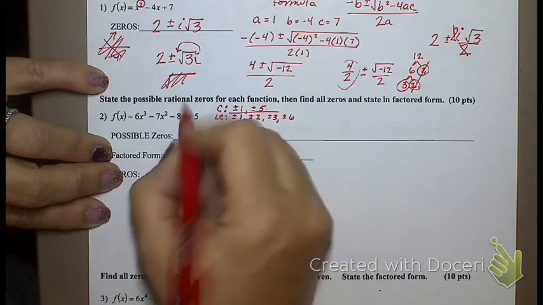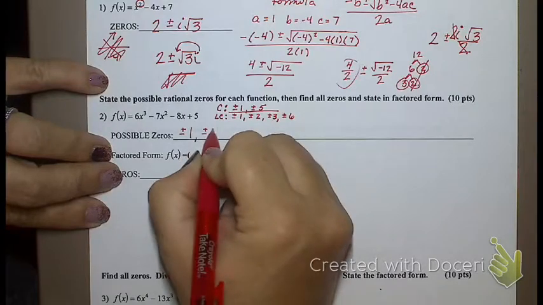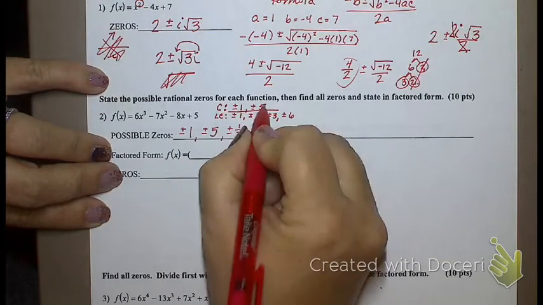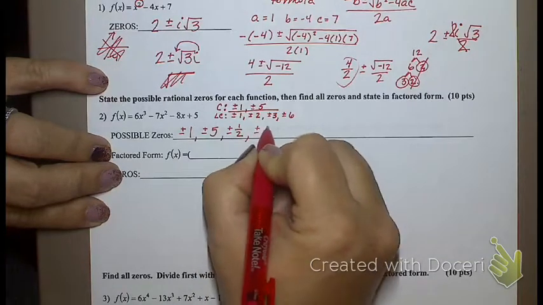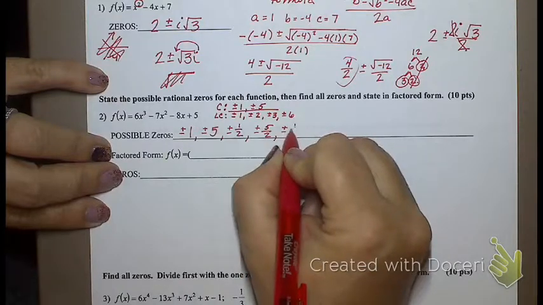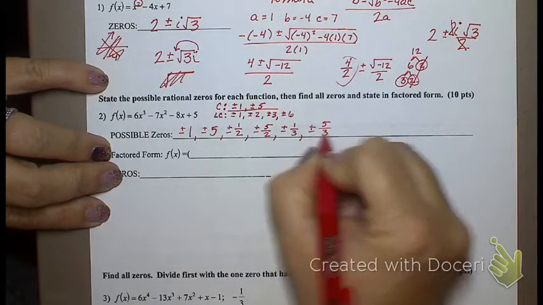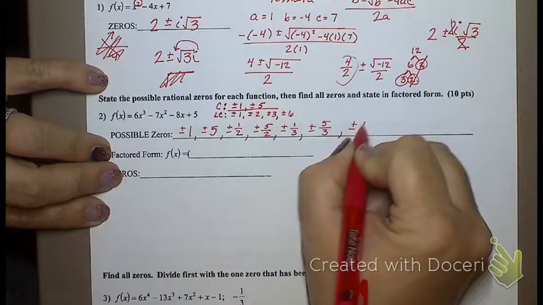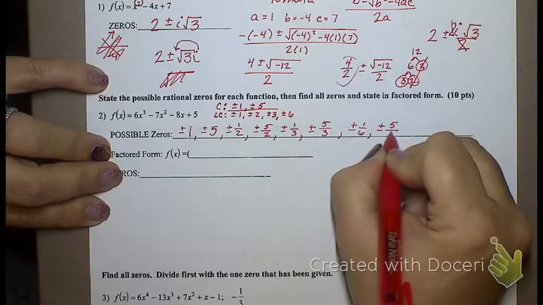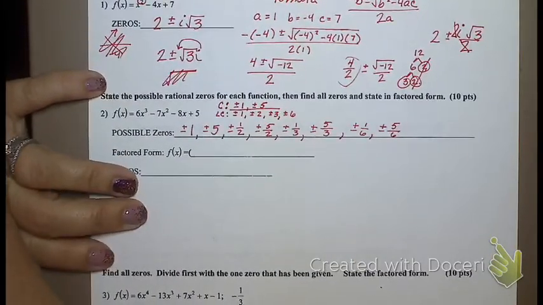Yeah? So now I'm going to take all these. 1 over 1. 5 over 1. 1 over 2. 5 over 2. Nothing's reducing so far. 1 over 3. 5 over 3. 1 over 6. 5 over 6. There actually is nothing that reduces on that one. They all are part of it.